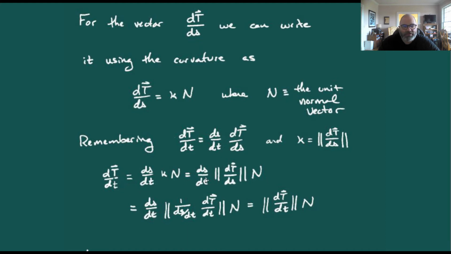So if we take that unit normal vector, that's the arc length, the norm of the derivative of the unit tangent vector. What was that with respect to s? Well, it was 1 over ds/dt times the derivative with respect to our arbitrary parameter. The ds/dt's cancel out, and this is really nothing more than the norm of the derivative of the unit tangent with respect to our arbitrary parameter, times our unit normal vector.